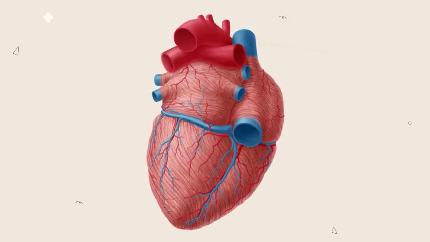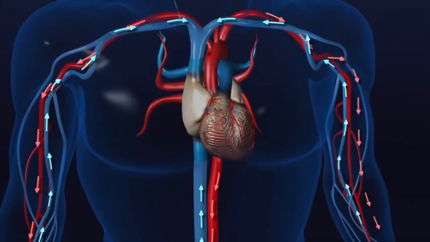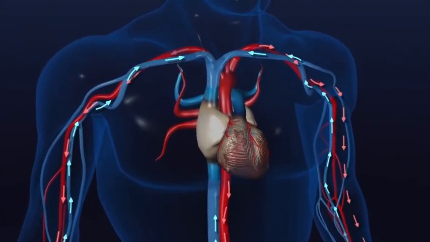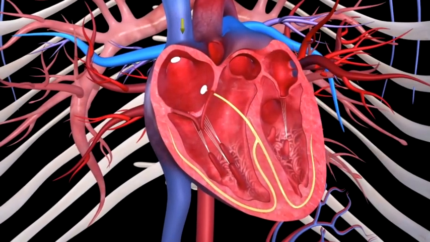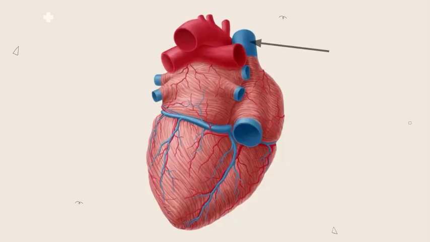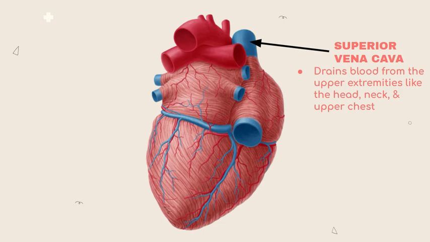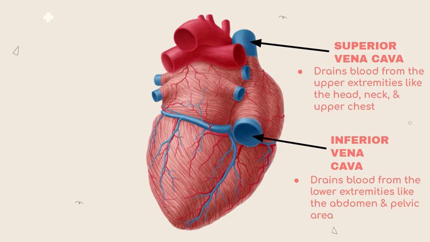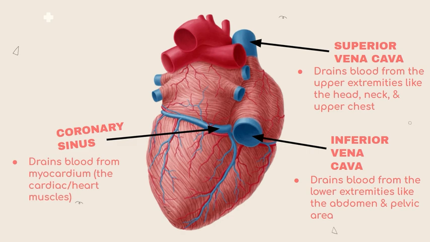As I am guessing, you do not know what the vena cava or coronary sinus is. They are all veins, and the vena cava is addressed in 2 sections: the superior vena cava that drains blood from the upper extremities, like the head, neck, and upper chest, and the inferior vena cava that drains blood from the lower extremities like the abdomen and pelvic area, while the coronary sinus drains blood from myocardium, the cardiac/heart muscles.